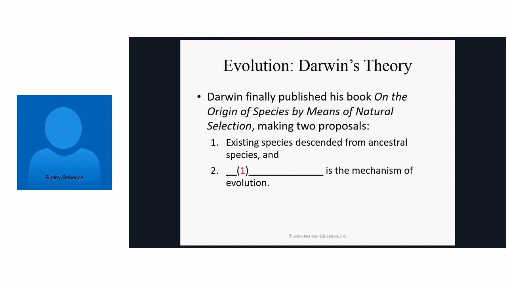If you have certain traits that make you more likely to survive and reproduce, then that will evolve into a trait that most in your species will have over a long period of time.